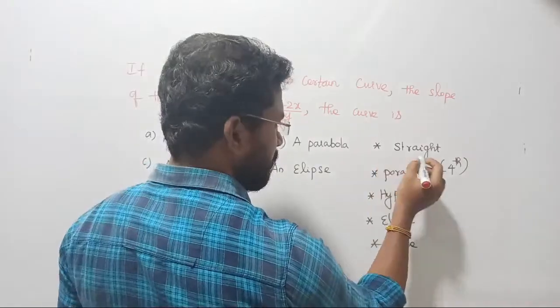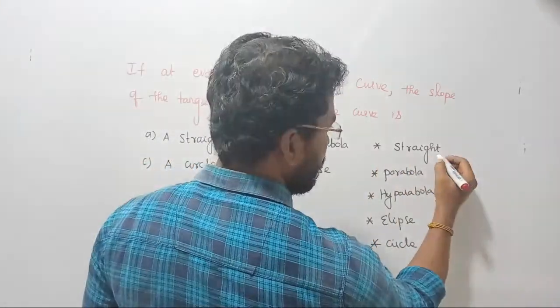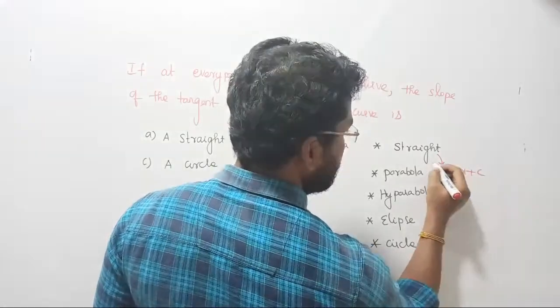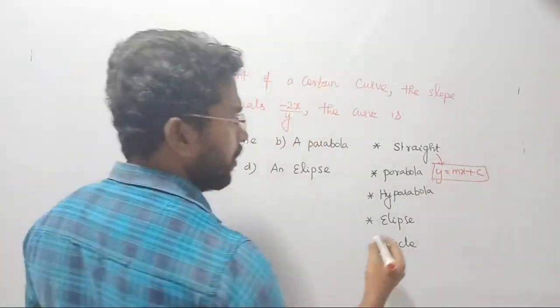For straight line, we know. Anyway, this is not such a big matter. I don't want to let you in trouble. We can directly write y is equal to mx plus c. That is the straight line equation, right? We all know that one, right?